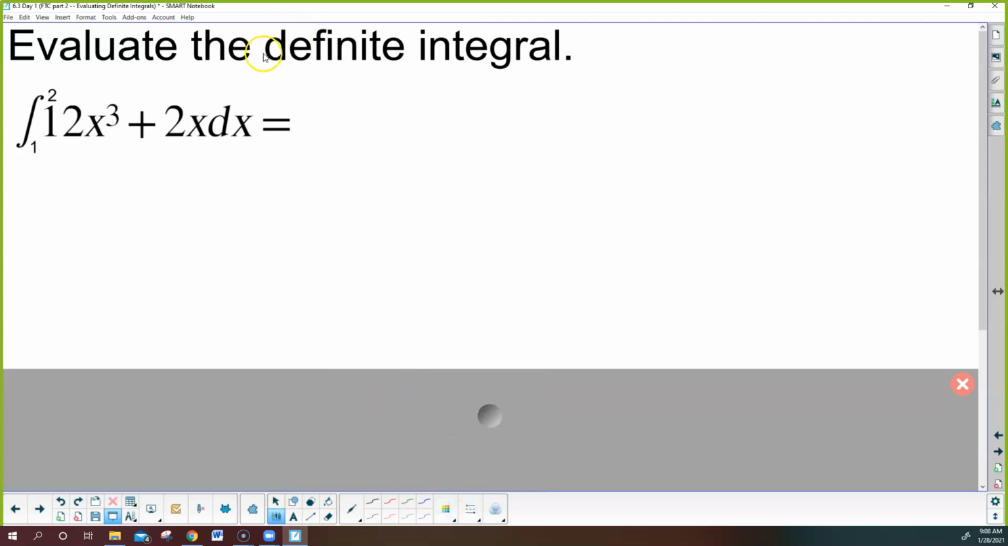All right. Notice how they call this the definite integral. Why is it the word definite? Because it's between 1 and 2. Now, you could graph this if you wanted to. We're looking for the area under the curve from 1 to 2 of this function f of x. Well, what I need to do is find the antiderivative.